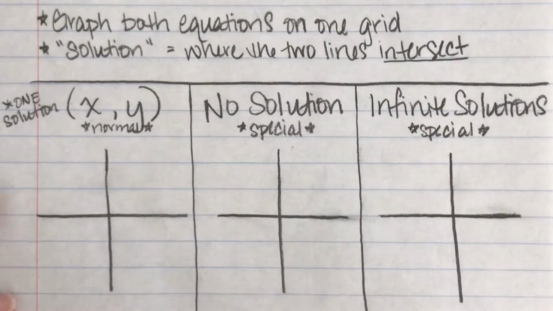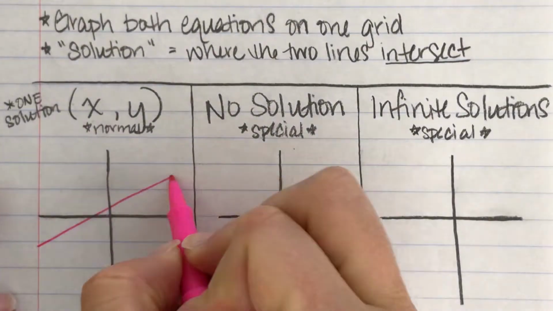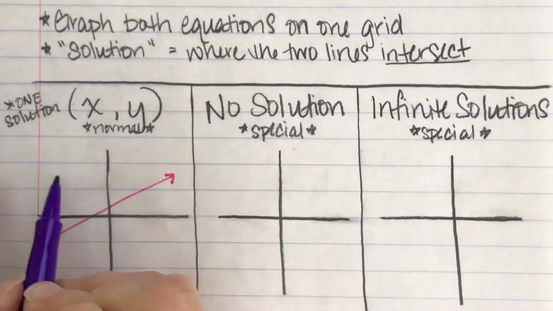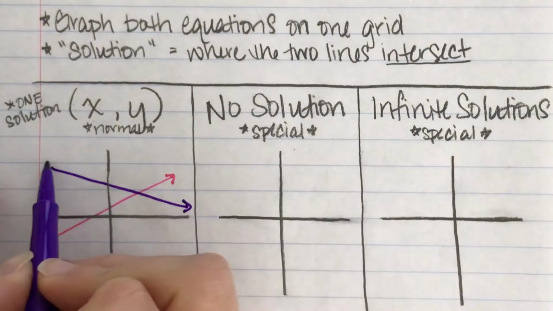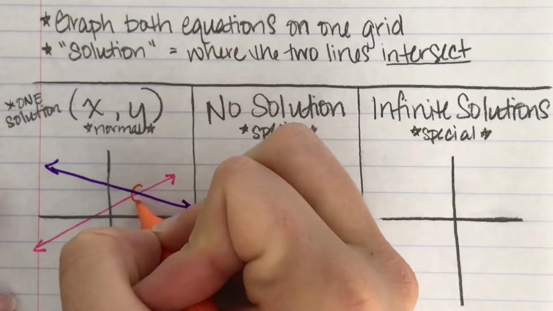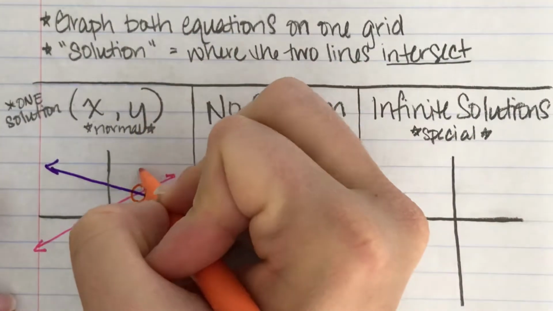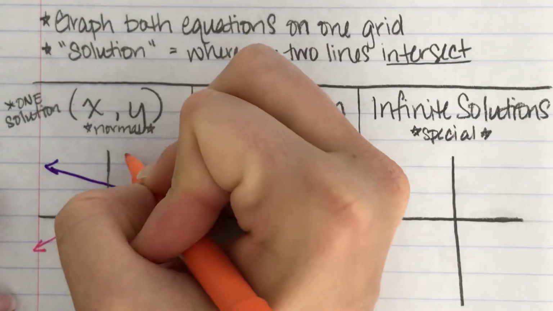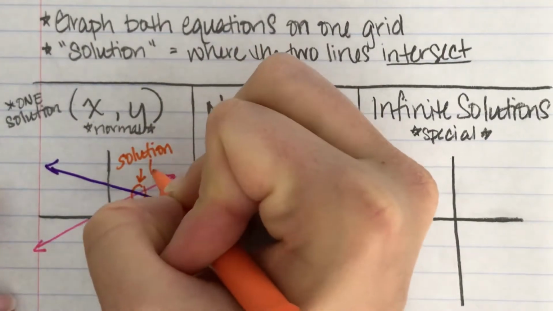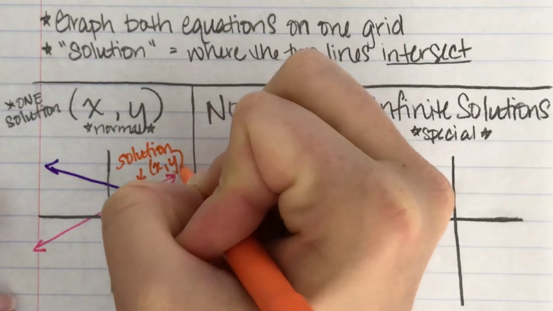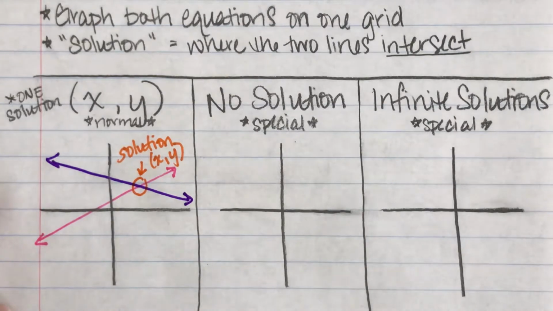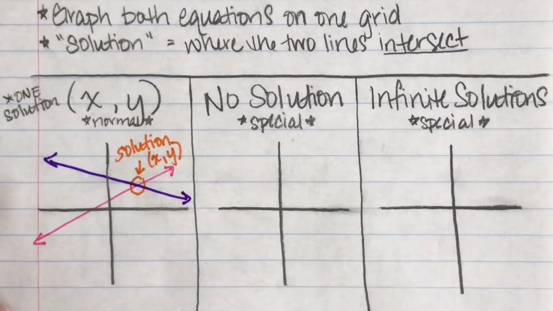When I graph my two equations, and I'm just making up two lines here, let's say I graph my two lines, and they very clearly have a nice, clean intersection right here. Then that's telling me that the spot where they're crossing is the solution. And the coordinates of that spot are your answer: the x value and the y value. That would totally work.